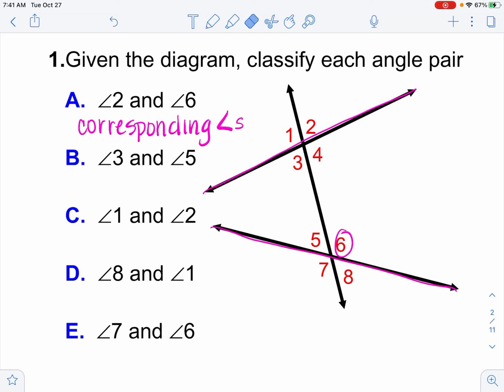All right, next is 3 and 5. So let me delete my 2 circled. So 3 and 5. I still have my double lines outlined, so you can see that 3 and 5 are in between both of them, so they're interior. Are they on the same side or alternate sides of the transversal? They're on the same side, so these are same side interior angles.